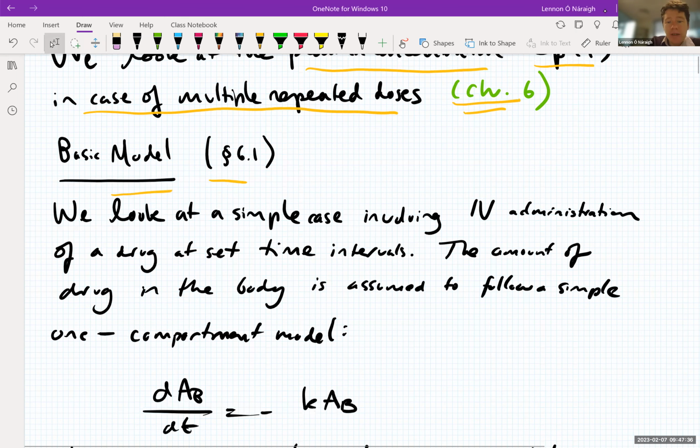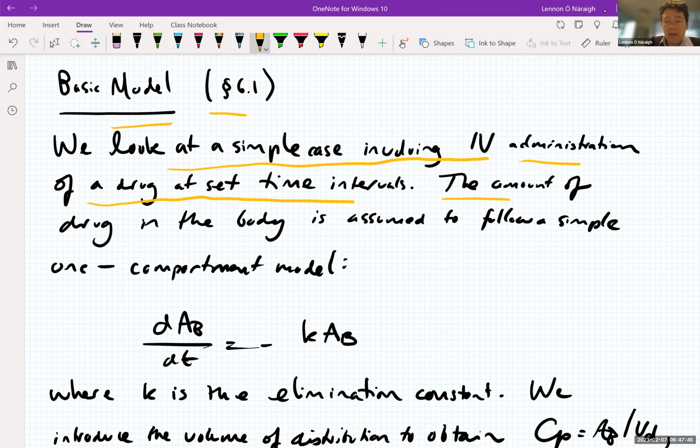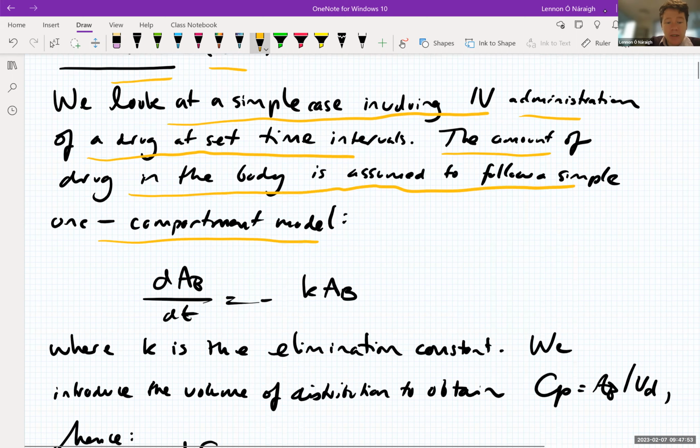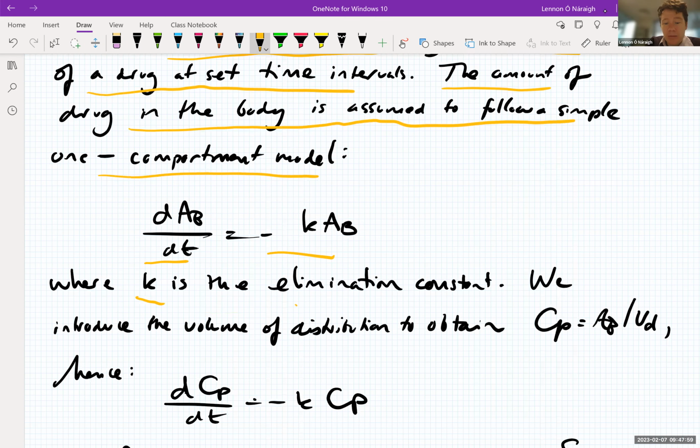And here we look at a simple case involving IV administration of the drug, and the administration is at set time intervals. The amount of drug in the body at any given time is assumed to follow a simple one compartment model. So exponential decay: dAb/dt is minus k Ab, where k is, as before, the elimination constant.